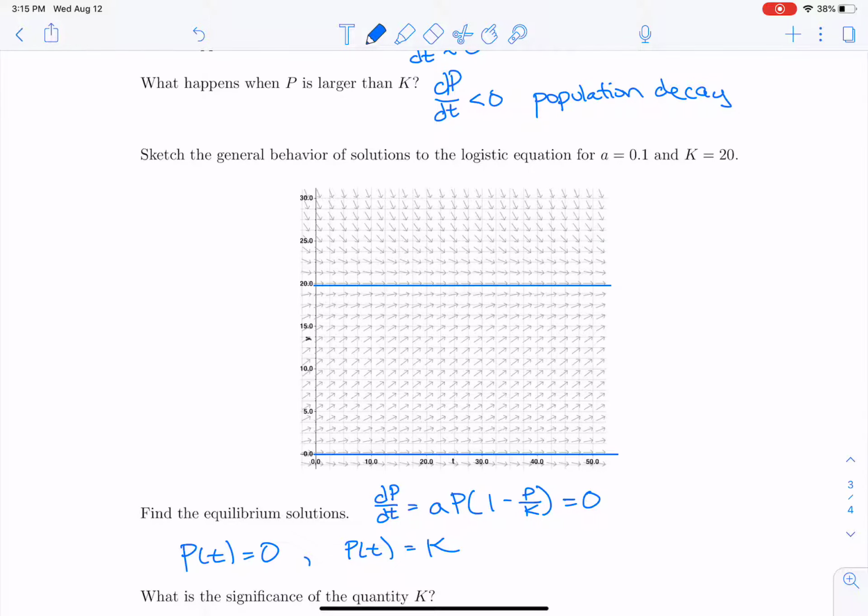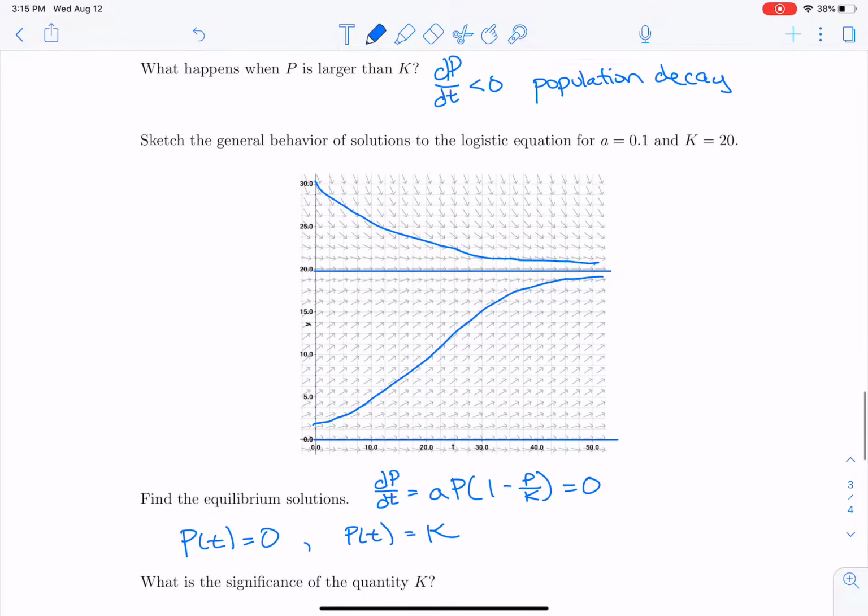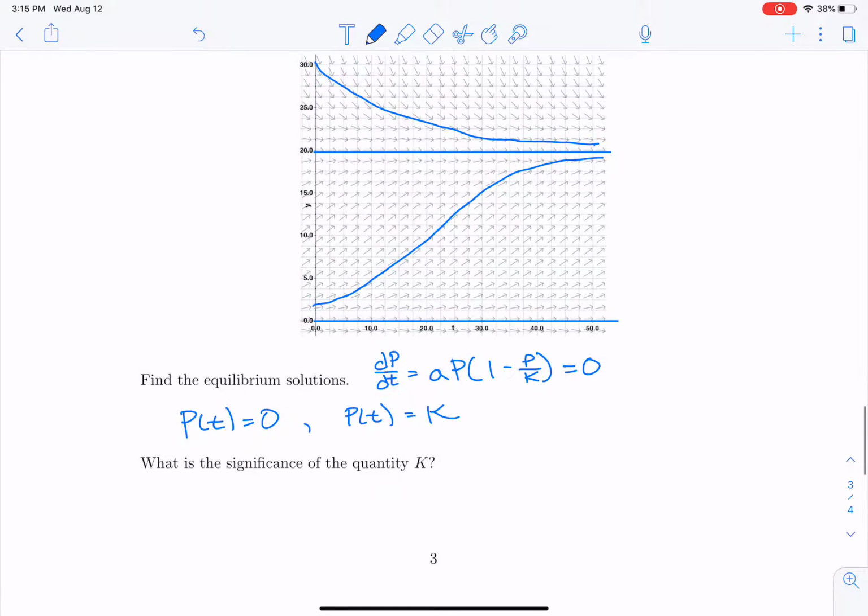And then, if you start with a small population, it will grow up to 20, and if you start with a larger population, it'll decay down to 20. So 20 seems to be kind of the limit for this population. Okay, so k is the limit for this population. And so what's the significance of this quantity? Well, it's some sort of limiting value for the population.